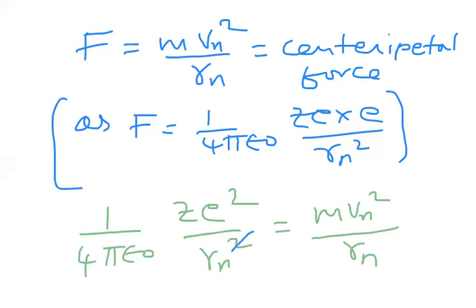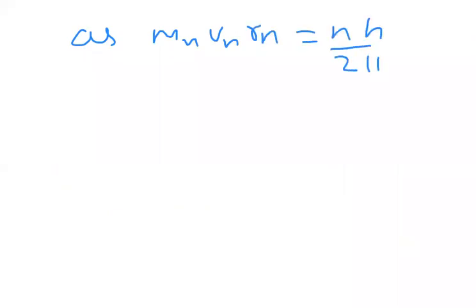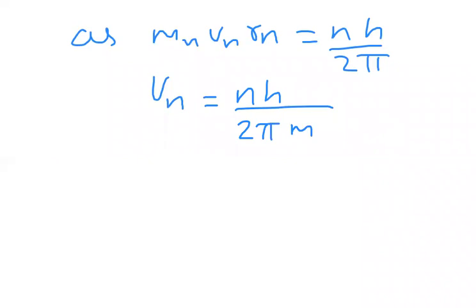This square I can cancel Rn here. So this is the thing left. And now I got the formula in this way. As I know that angular momentum mn vn Rn is equal to nh by 2 pi. This is the formula I noticed. From here, I am taking the value of Vn. Vn means I can write it as nh by 2 pi m into Rn. This is the formula for Vn.